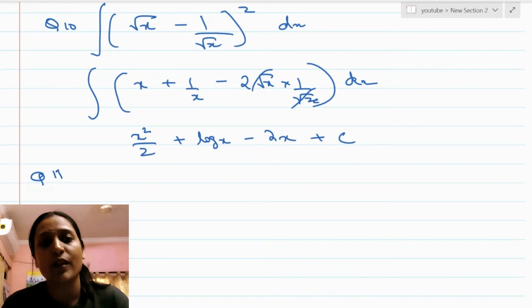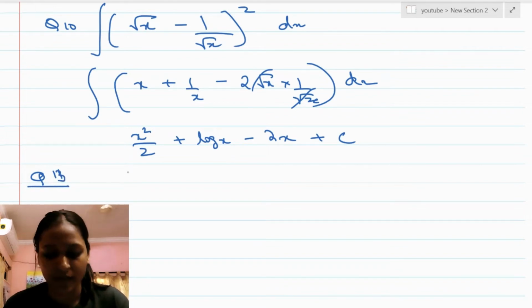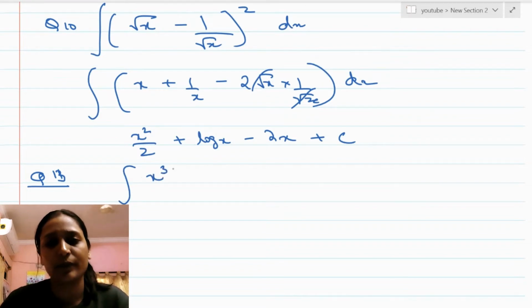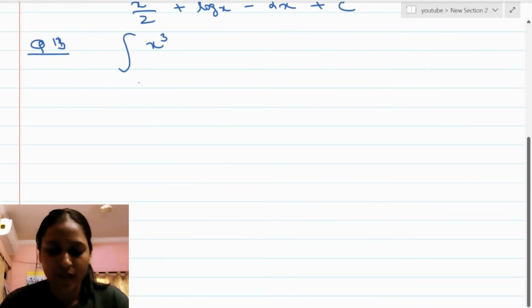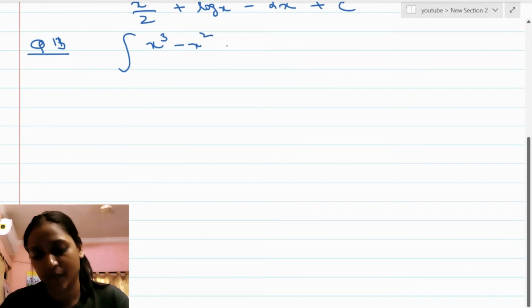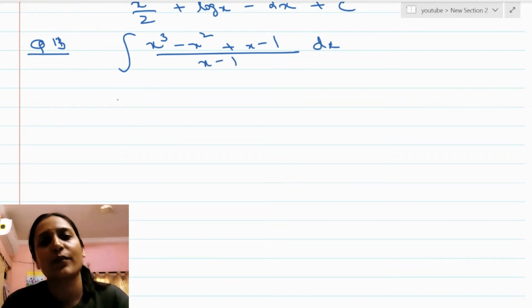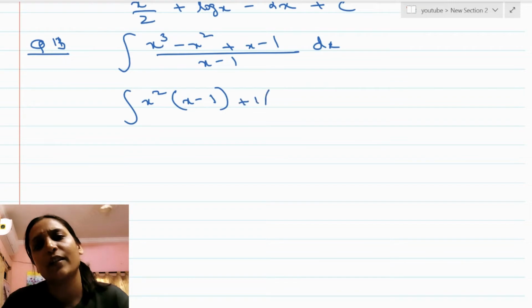The next important question is question number 13 in the textbook. So question number 13 is integral of (x cube minus x square plus x minus 1) divided by (x minus 1) dx. In this question, what we are going to do is take common x square from the first two terms. So you would get x minus 1, and you can write it as 1 into (x minus 1), whole divided by x minus 1 dx.